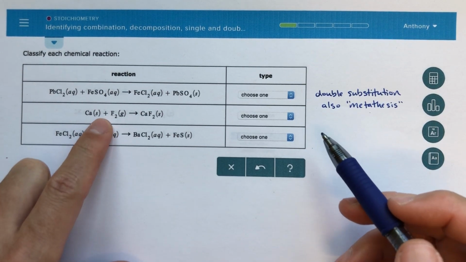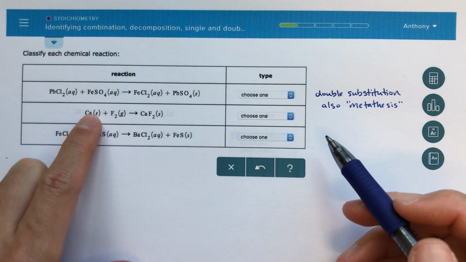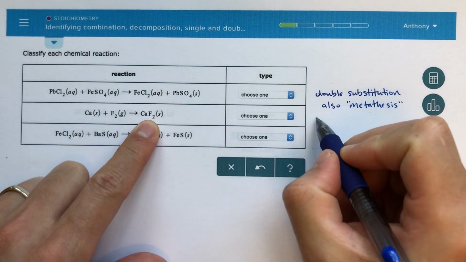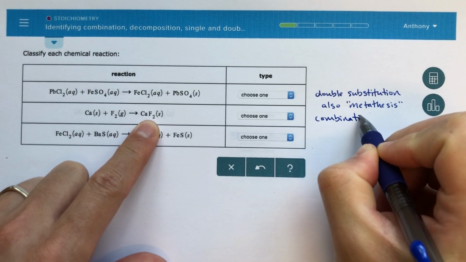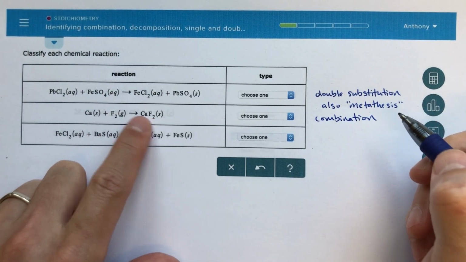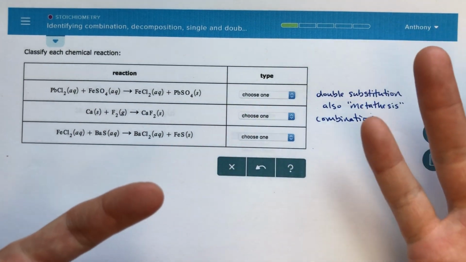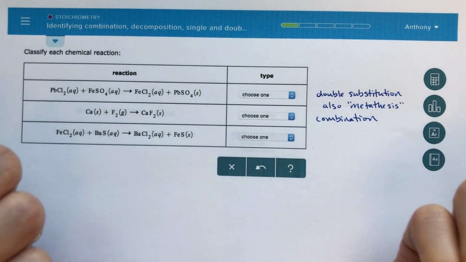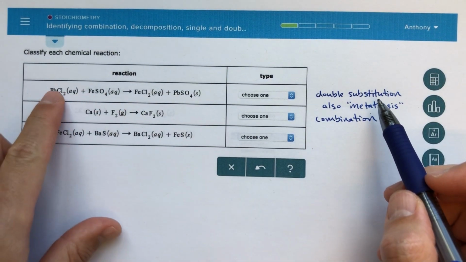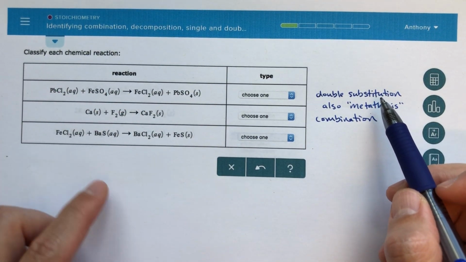So for this one, here we've got two things combining to form one thing. So that's going to be a combination. If we had the opposite of this, if we had one thing going into two things, that would be called a decomposition. So combining, combination; breaking apart, decomposition. Here we've got a double substitution. We've got two things swapping.